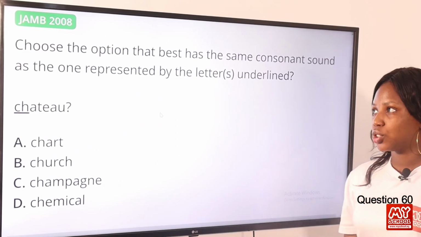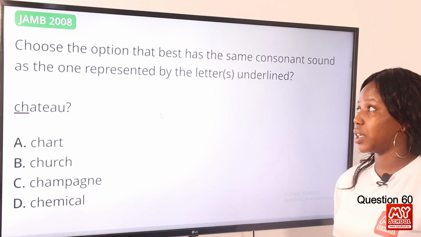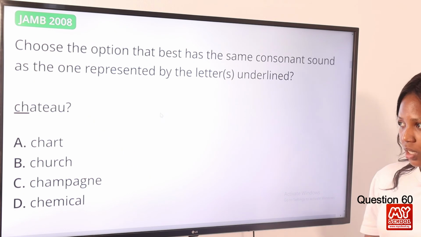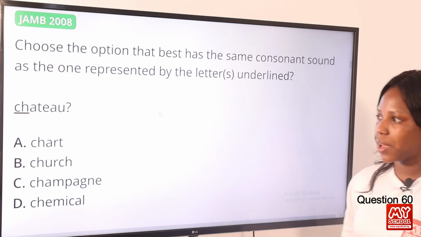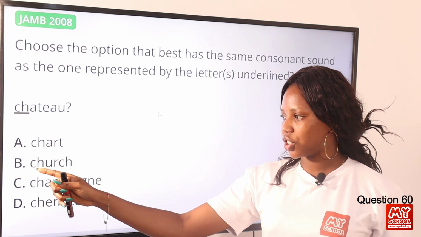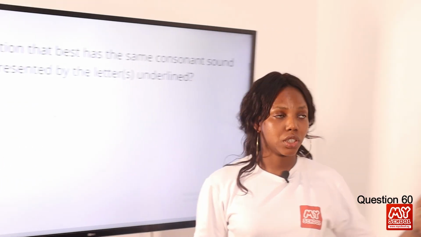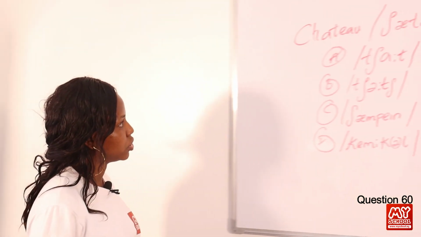Question 60. Choose the option that best has the same consonant sound as the one represented by the letter or letters underlined. Now the word is chateau, and we have CH underlined. We have chat, we have church, we have champagne, and we have chemical. Now let's head over to the board for the transcription.